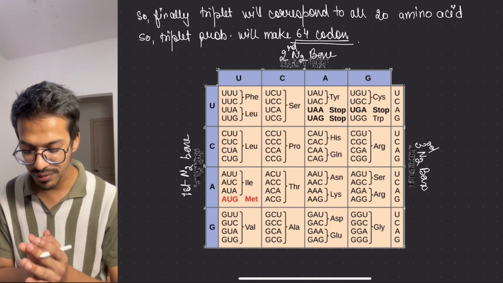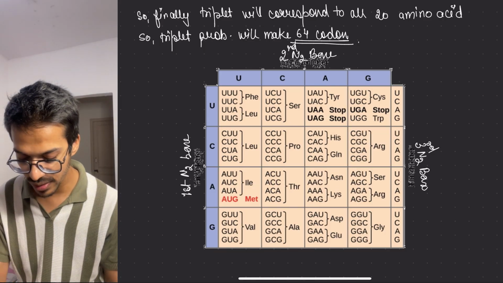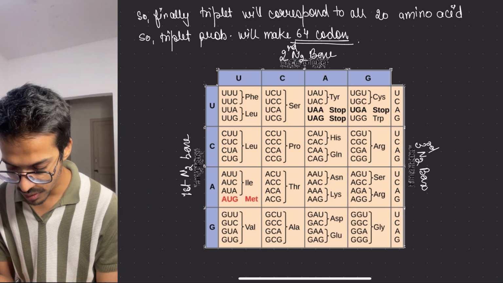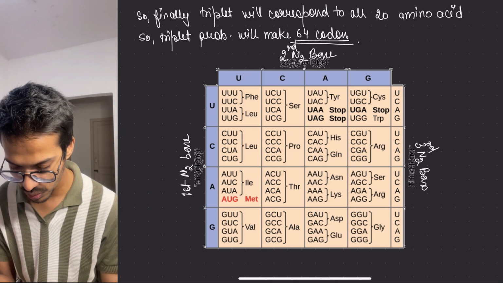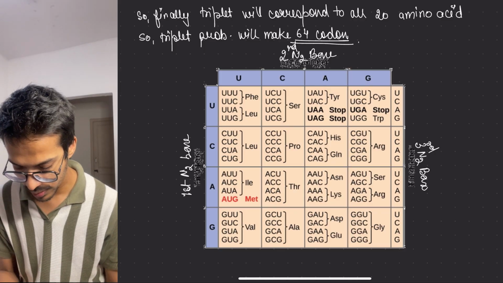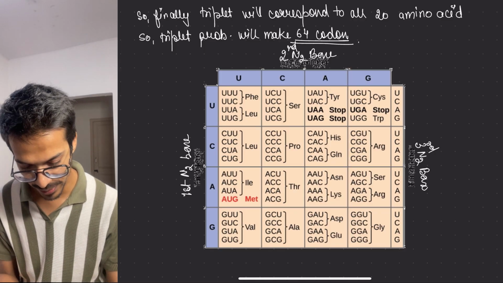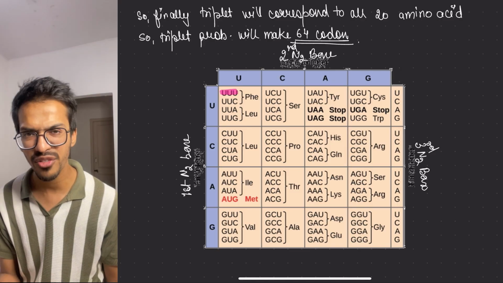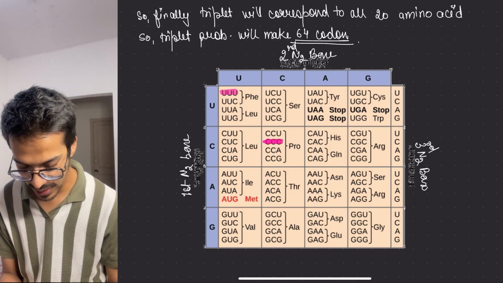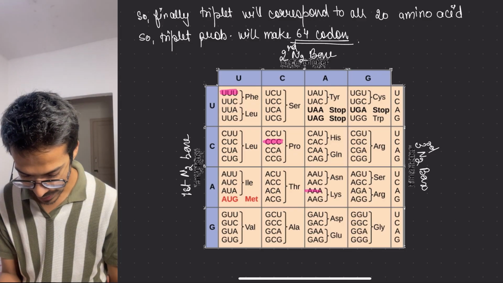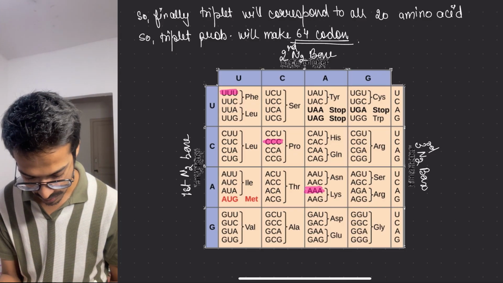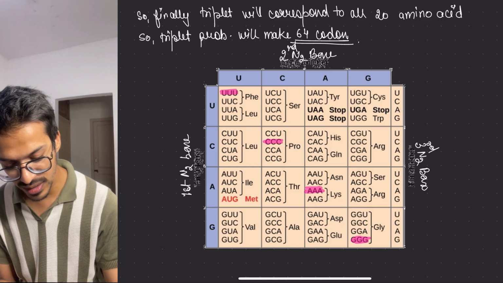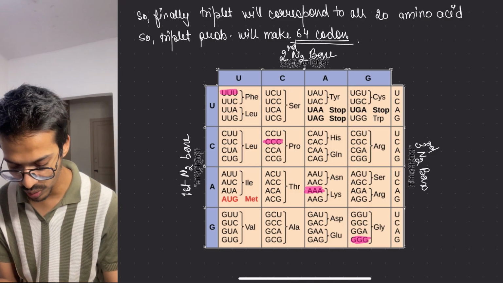Okay, this thing we understood. Here what you have to remember is that certain nitrogenous bases make certain amino acids. First of all, UUU will make phenylalanine. CCC will make proline. AAA, lysine. And GGG, glycine. So these four you will always remember.